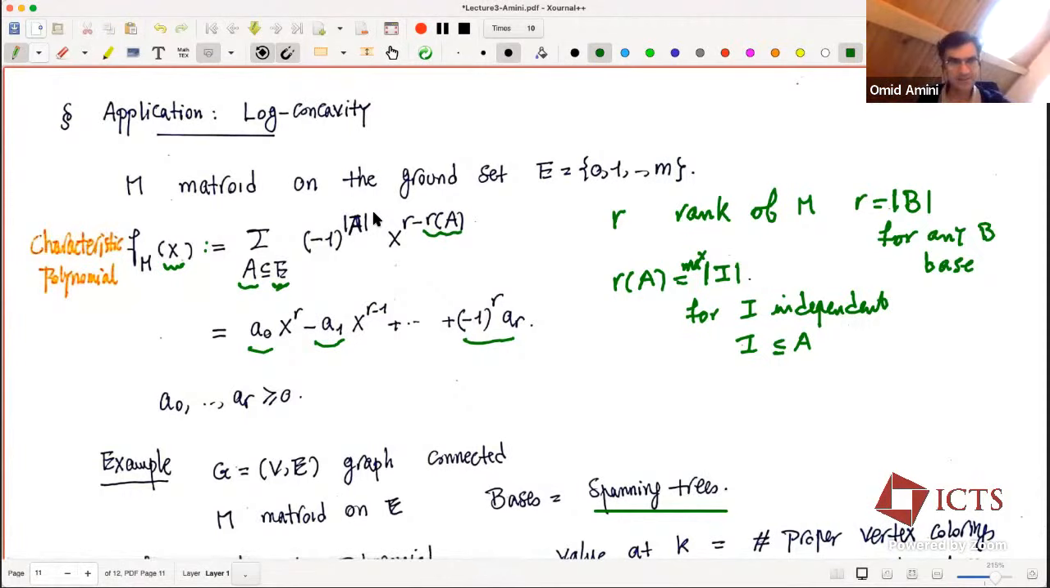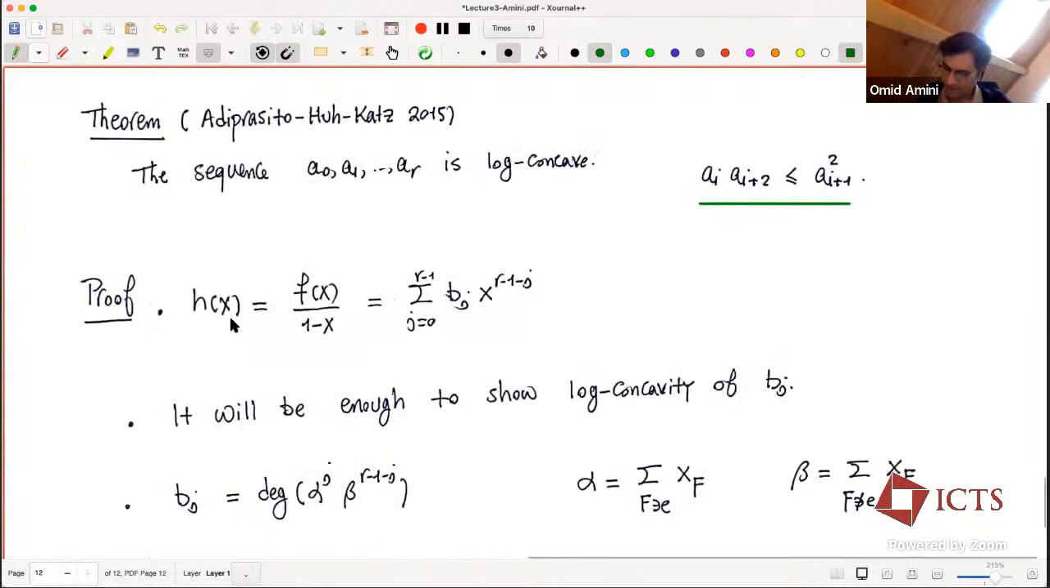So you get zero. You can divide the characteristic polynomial by one minus x, and then you get something which has degree one less. This is the first observation: to prove the log-concavity, you just need to prove it for this one, which is called the reduced characteristic polynomial. The reason is that if you have something which is log-concave here, then one minus x also forms a log-concave sequence, so the product of these two will again be log-concave. This is the reasoning behind it.